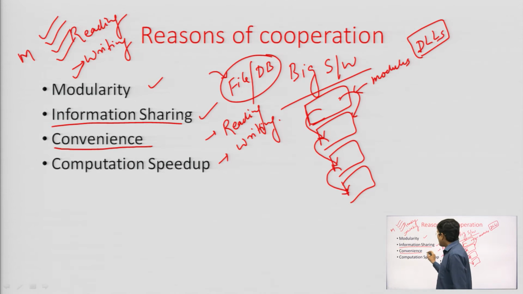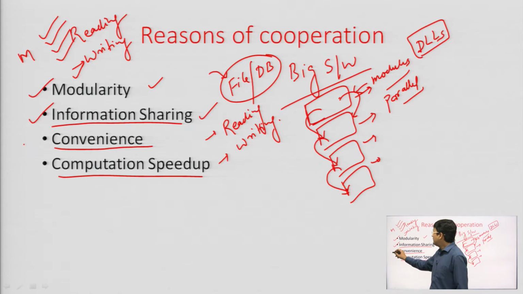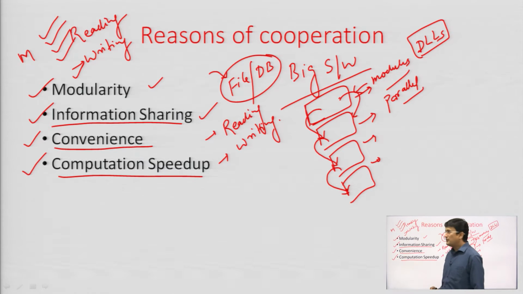Now, another thing is that we can do it for convenience. While executing a program, convenience is required. For example, if you are maintaining a software, once again the modularity concept comes. In the modularity concept, we can run the different modules in parallel also. Running the different modules in parallel provides us convenience, and it provides computation speed up as well. It means if we are using a software and running the different modules in parallel, then obviously the execution time of that process will be less than that of the process running sequentially. So, cooperation is done for modularity, for information sharing, for convenience, and for computation speed up.